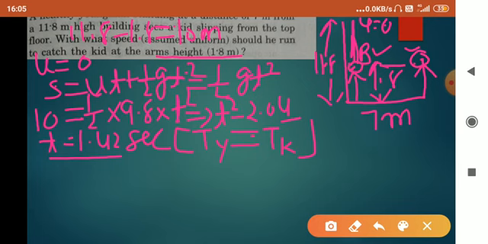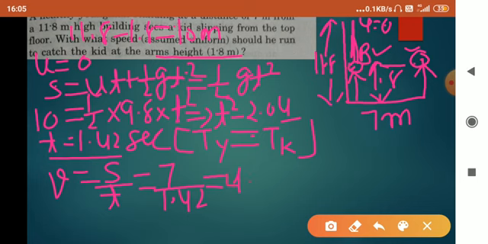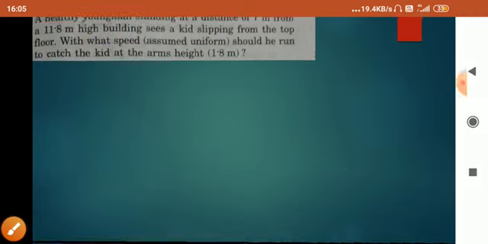Now we have to find the velocity of the man after covering a distance of 7 meter to catch the kid, which is given by velocity equal to distance upon time. Distance is 7 meter and time is 1.42 second. On solving this equation, we have 4.9 meter per second. I hope this is clear to you. In 1.42 second with velocity 4.9 meter per second, this man catches the kid. Clear? Now let's move to the next problem.